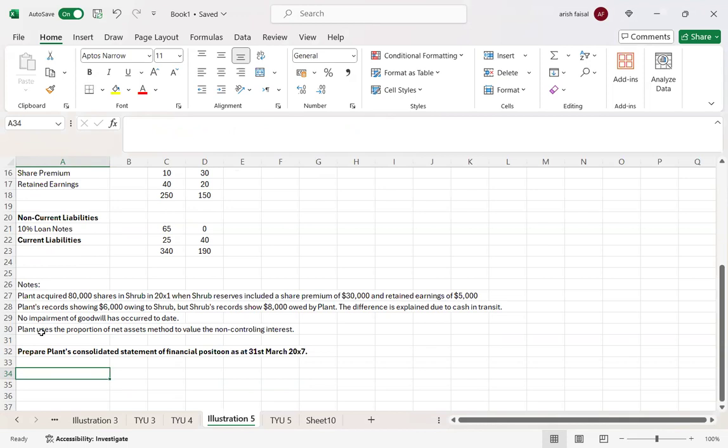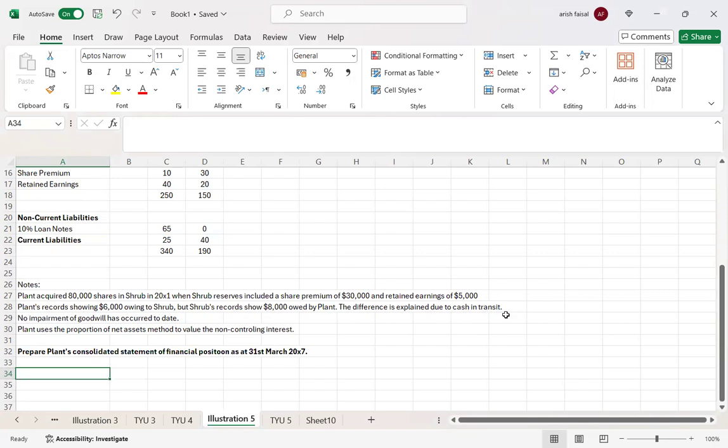But here, what's new in this question is that so far we were calculating the goodwill based on full value method, but in this question, what you have is the proportionate method. And yes, we do have a cash in transit difference over here. It's like a receivable payable between the parent and the subsidiary, but the balances are not tallied, and that's because of a cash in transit. So it's pretty much a very simple and straightforward question.